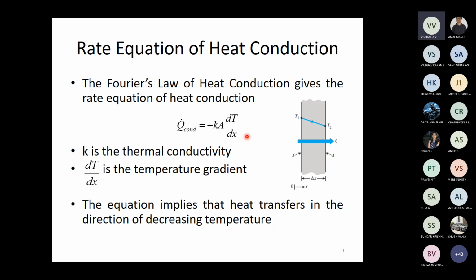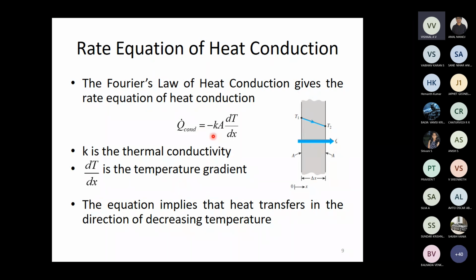Now, what is this thermal gradient? For this thermal gradient to be high, the numerator must be high and the denominator must be low to make it a very big quantity. That means the temperature difference must be high: the left side should be very hot and the right side should be very cold, and dx should be as small as possible. If this thickness is very, very small, then the thermal gradient will be very large, and a very large thermal gradient will result in high heat conduction. So these three parameters influence the heat conduction.